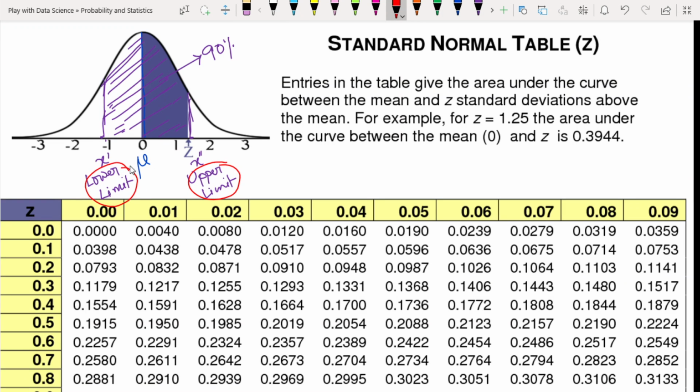Now what will be the values of x dash and x double dash? If the whole portion is 90%, then what will be the area of these half portions? The value of each half portion will be 45%.